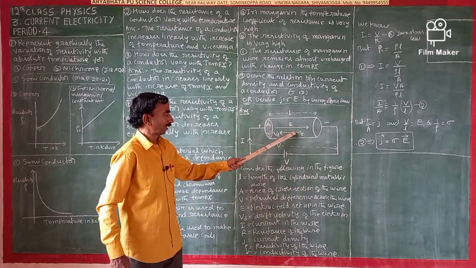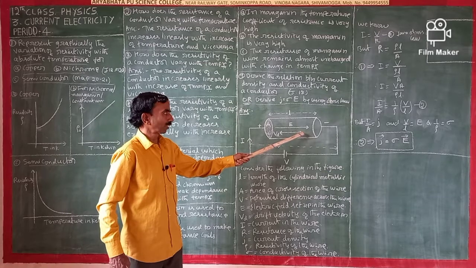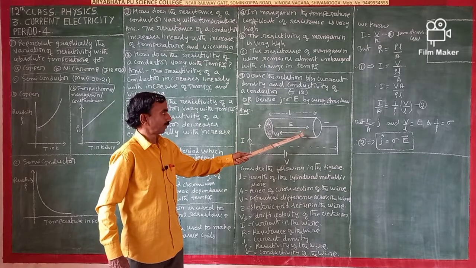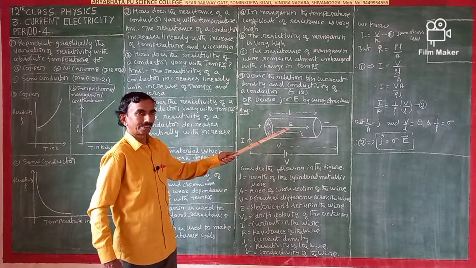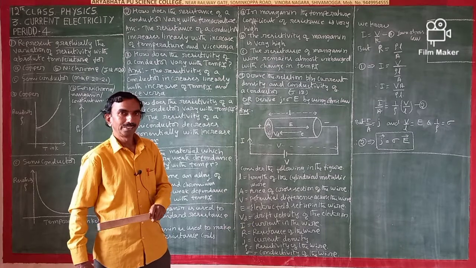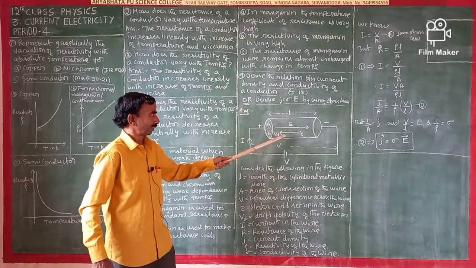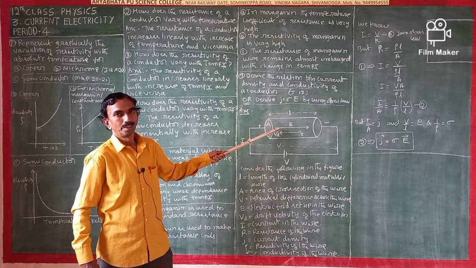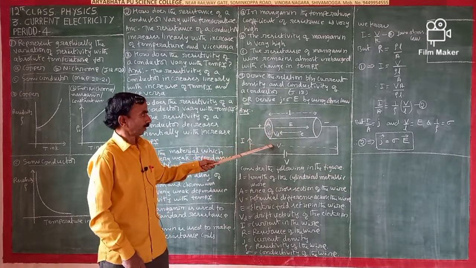Vd is equal to drift velocity. Drift velocity means electrons drifting, dragging from this portion in the opposite direction of the electric field. What is drift velocity? It is a velocity which is in the opposite direction of the electric field. You have learned this in the previous class.